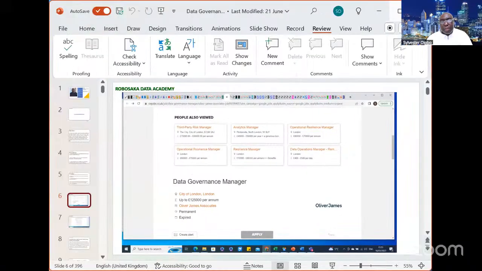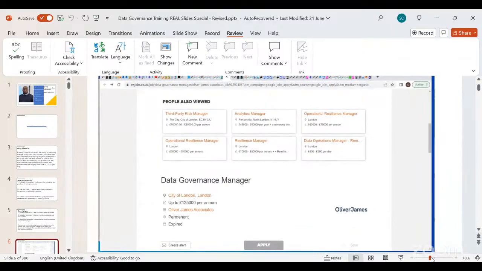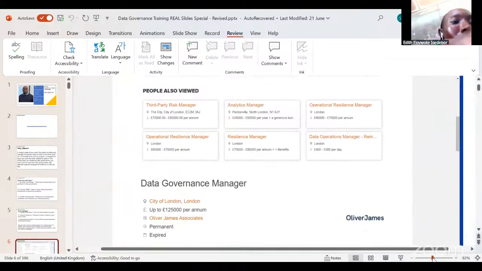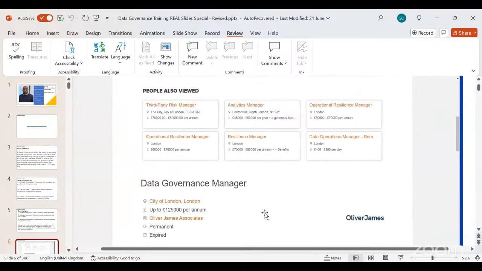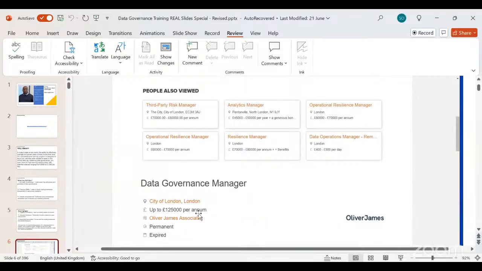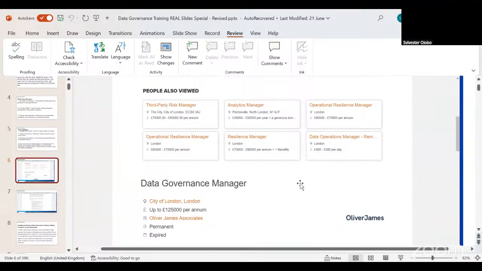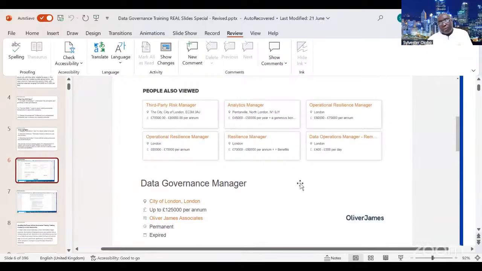Can you see it? Yeah, what I can see is data governance manager, City of London. Yes, sir. Okay. You may need to turn your phone to landscape mode, or use your fingers to increase the size of the screen. Can you see it? Yes, a little bit, sir. It's small, but if you're using a mobile phone, you can increase the size using two fingers. Can you see it? Yes, sir.